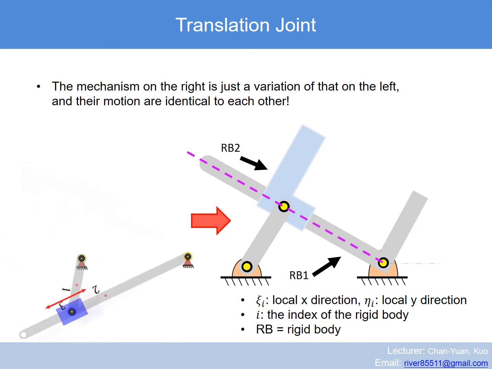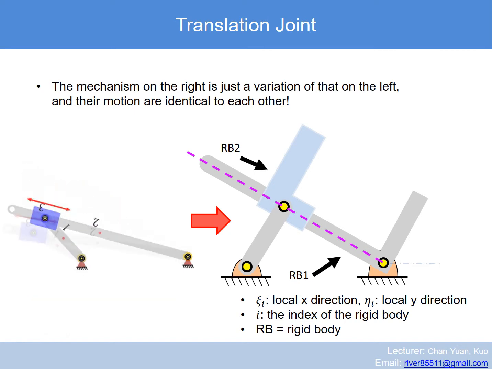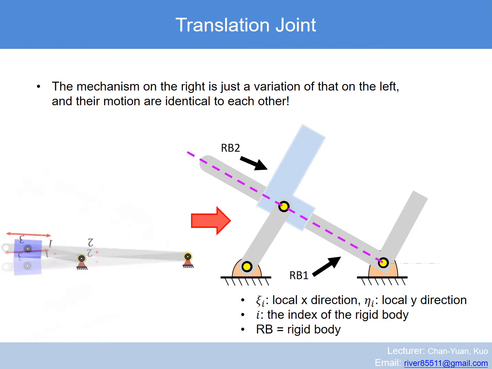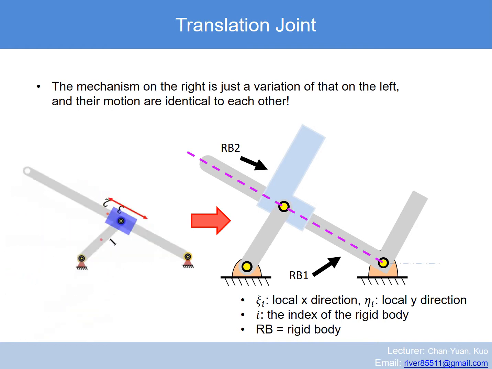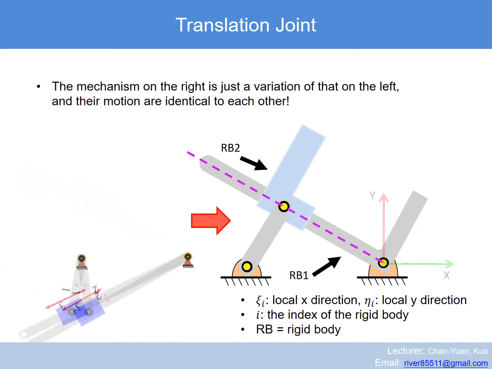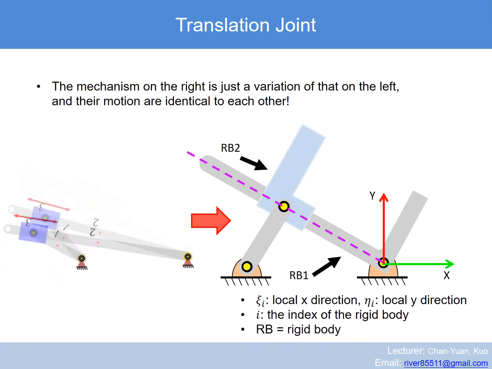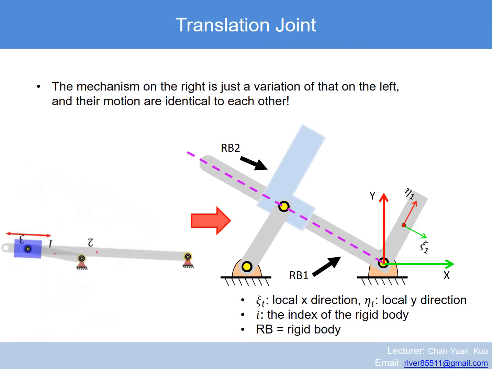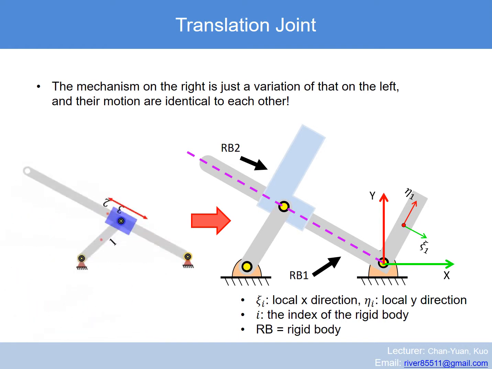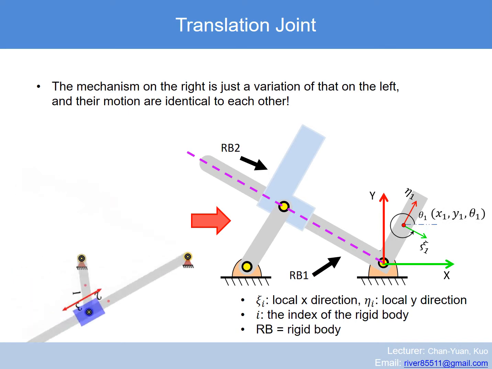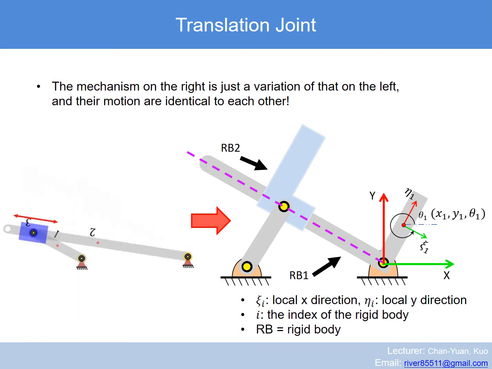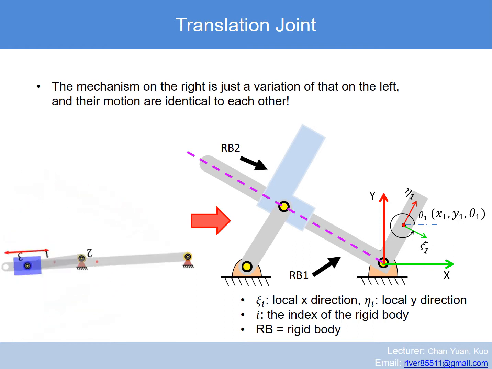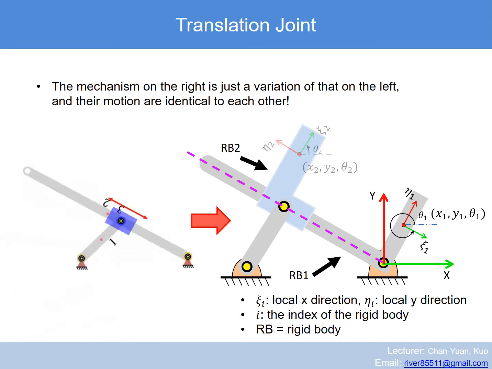And since now we are using Cartesian coordinates, we have to define the global coordinates of the system and the local coordinates of each rigid body. Here, I have set the origin of the global coordinates at this point, and the origin of the local coordinates of rigid body 1 at this point, which I assume to be the mass center of rigid body 1. And next, I define theta 1 to be the angle difference between the local coordinates of rigid body 1 and the global coordinates. As for rigid body 2, its local coordinates are defined as this.